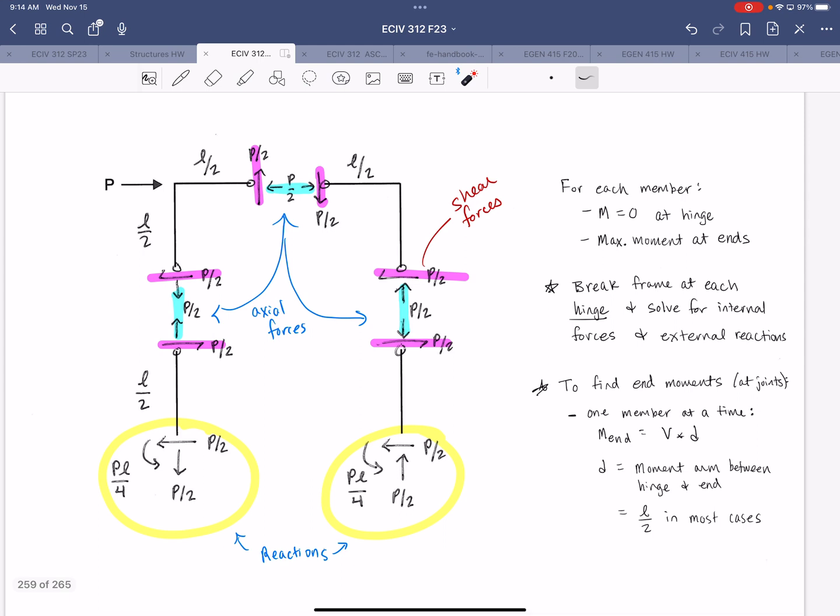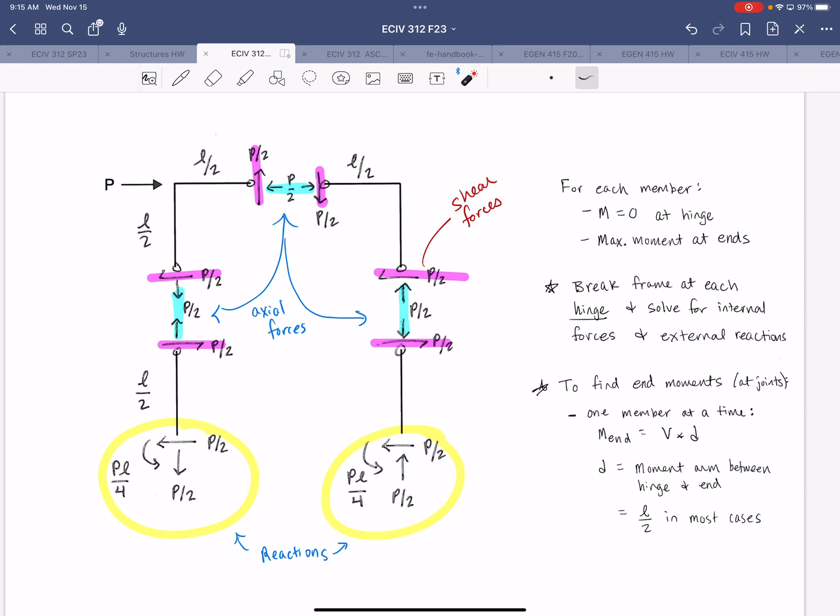So in order to find what those moments are, the process is to break the frame at each hinge and solve for the internal forces and the external reactions, all right? So we've already kind of shown those. And then to find those end moments, you go one member at a time, all right? And the calculation for the end moment is the internal shear of that member times the distance from the hinge to the rigid joint where you're calculating the end moment.